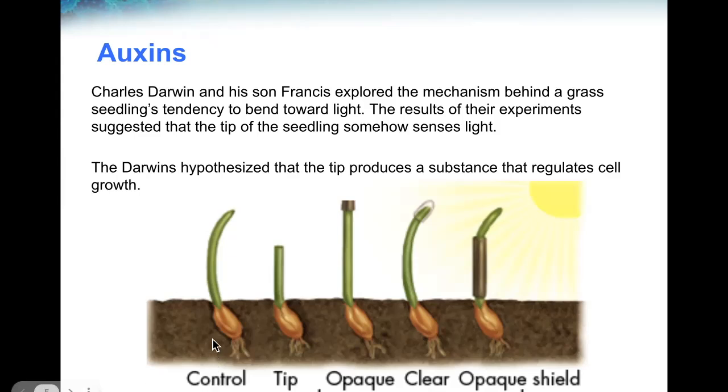So this is the control group, and the sun is over to the right. With the tip removed, there was no bending. With a tip covered in an opaque cap, there was no bending. With a clear cap, there is still bending. And with an opaque shield over the base, it did not bend.